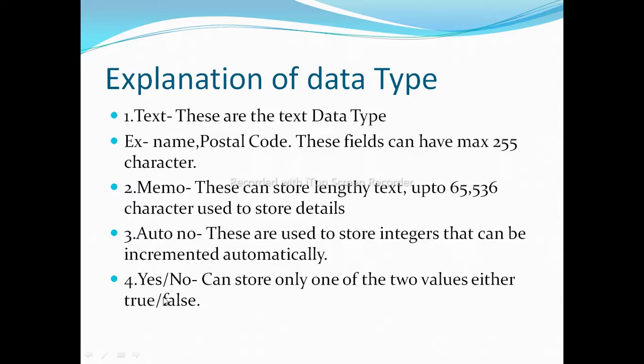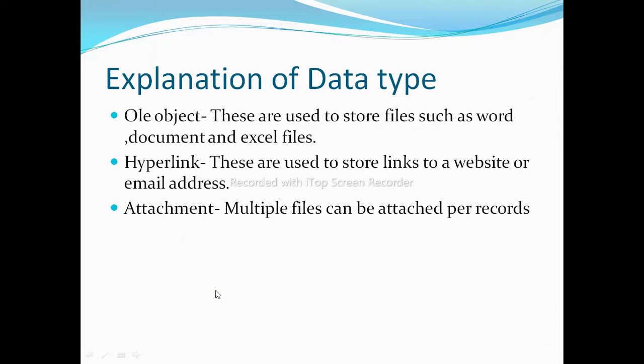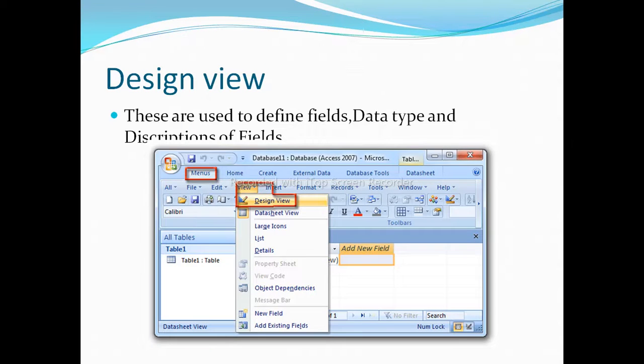Then there will be yes or no data type. It can store only one of two values, either true or false. OLE object, object linking and embedding. These are used to store files such as Word documents and Excel files. Hyperlink. These are used to store links to a website or email address. Attachment. Multiple files can be attached per record. So in attachment we can attach multiple files. I will make you understand how to create a hyperlink in the next videos. So that much I have covered in data types, database.